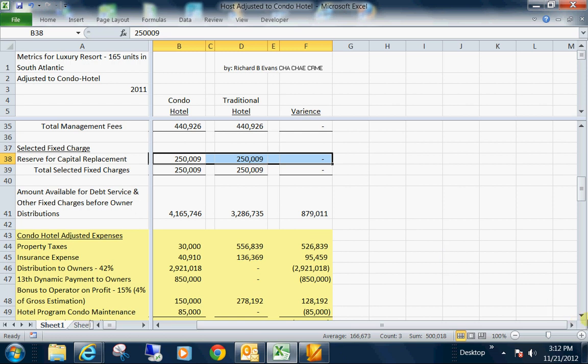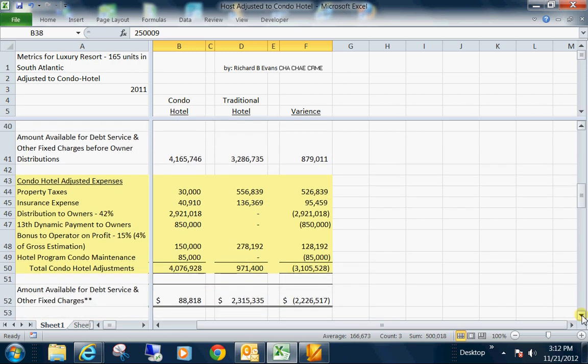Now we move to the areas where you can see the big difference between the two types of entities. Property taxes are paid by the condo hotel in the amount of $30,000 compared to $556,839, giving us a difference of $526,839. Okay, the difference there is that the condo hotel owner is only paying property taxes on the commercial units that they own and that I had previously mentioned.